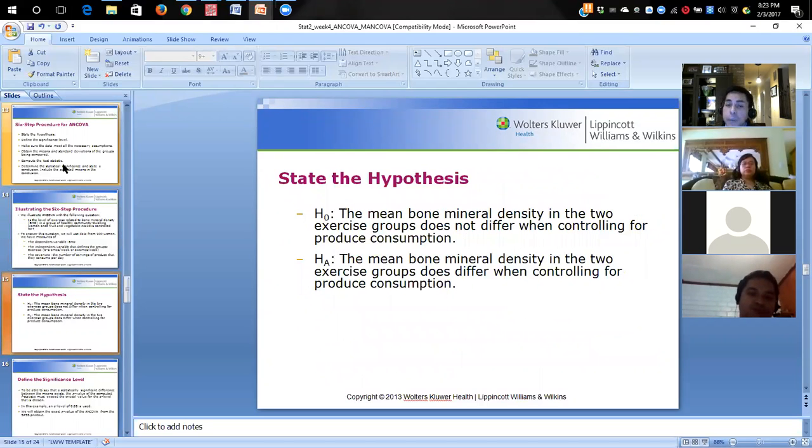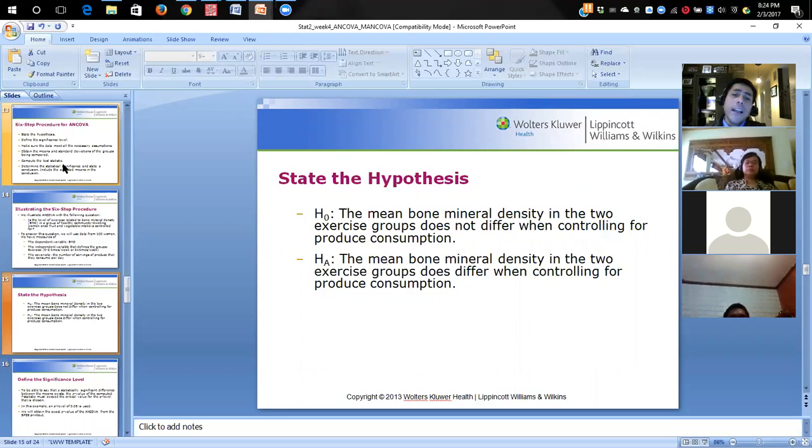So we state our null hypothesis that the mean bone mineral density in the 2 exercise groups does not differ when controlling for produce consumption, because that's what this is all about: we're looking for confounders, and we're trying to reject this null hypothesis. So we will say then that if we reject the null hypothesis, we will see that there is a difference in the mean bone mineral density in the 2 exercise groups when controlling for produce consumption.